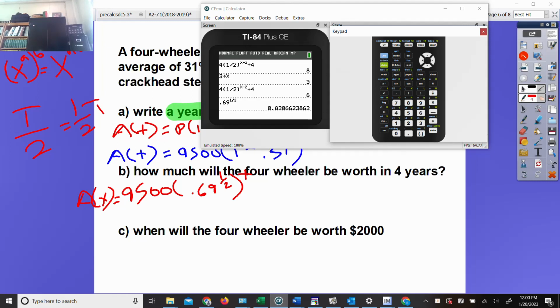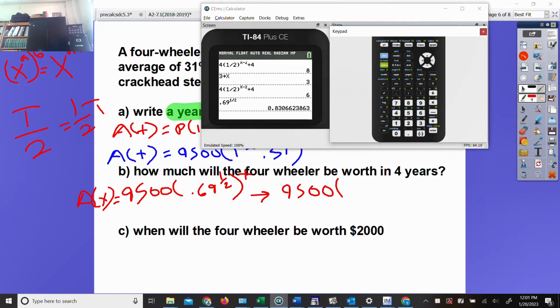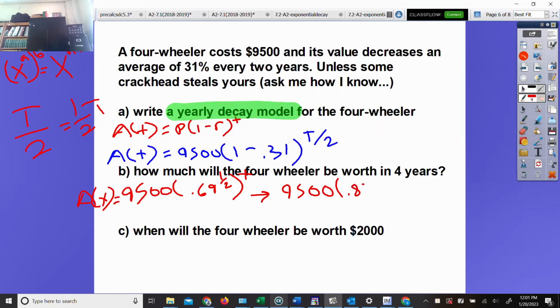Fourth. The State of Tennessee will either do 3 or 4. They'll never do something silly like 2. I haven't seen it yet anyways. 0.8307, right? There's your little formula.